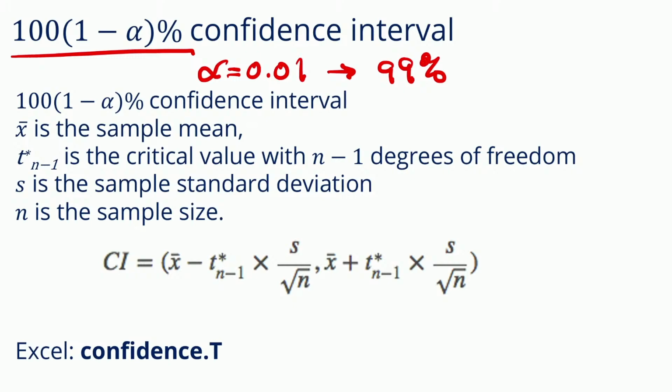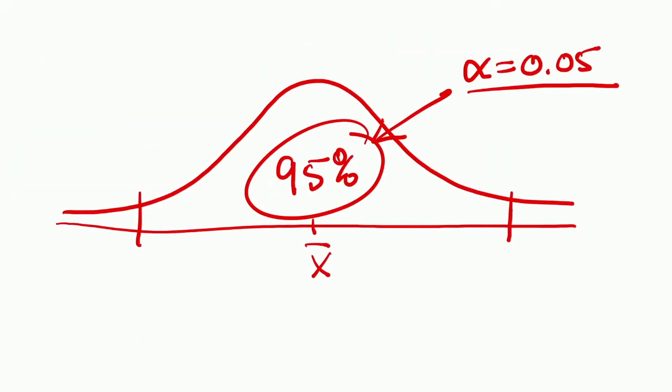Getting back to this, you have some information here, the sample mean. We have this critical value. What that refers to is, if this were the t-distribution, the critical value is how far you have to go in terms of standard deviations to get to the edge of this confidence interval. We'll get to that in a minute.